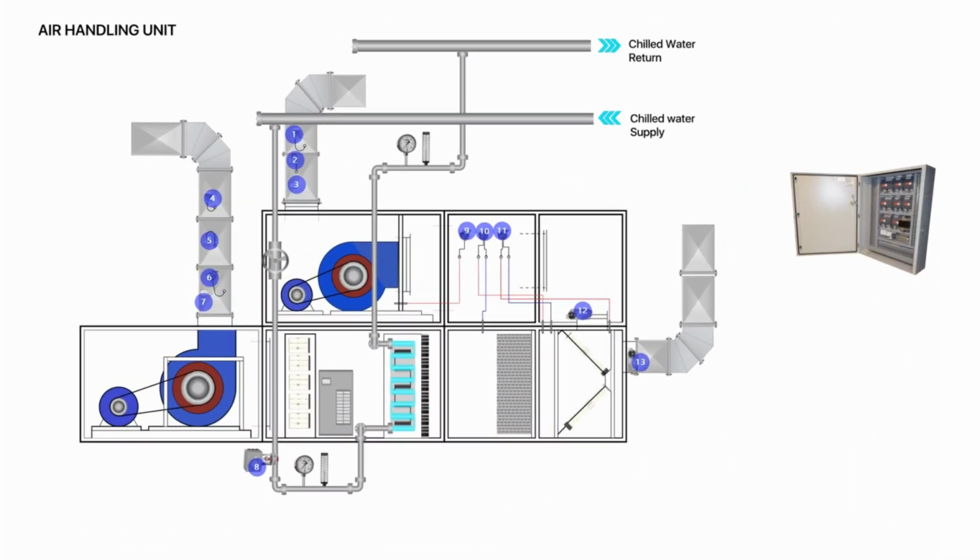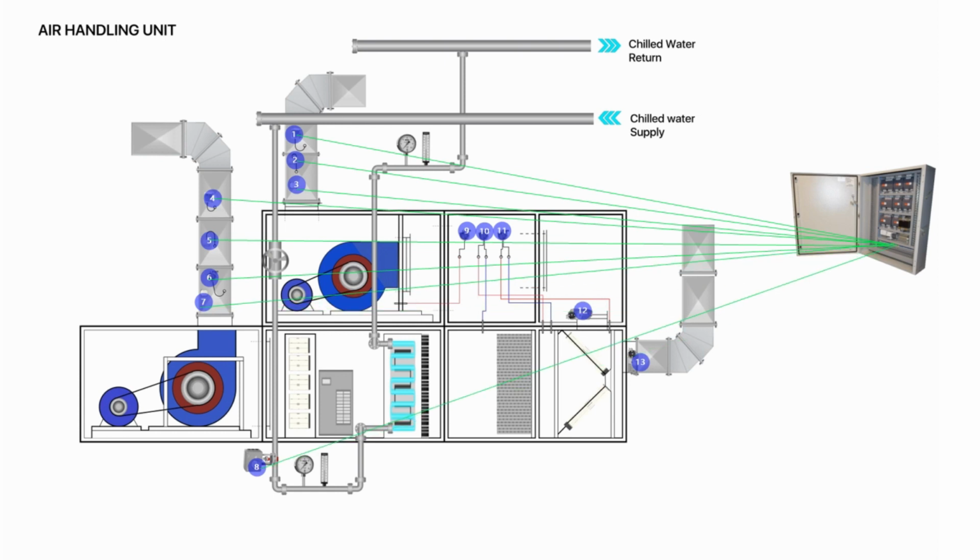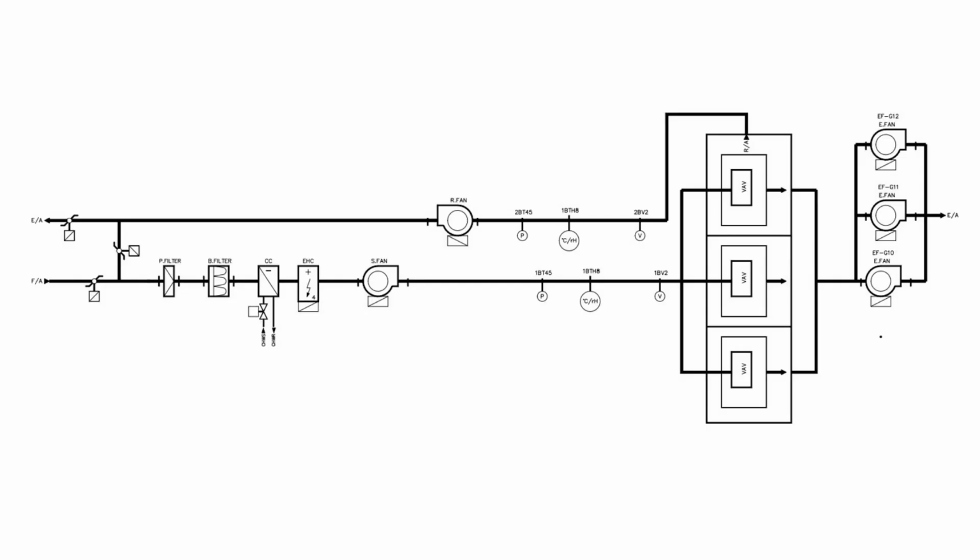Let's continue our discussion of the air handling unit by tackling each activity that is required in the AHU one at a time. The sensors and devices will be placed according to the AHU flow diagram so that we can connect the AHU to the controller. This is a flow diagram for an air handling unit.